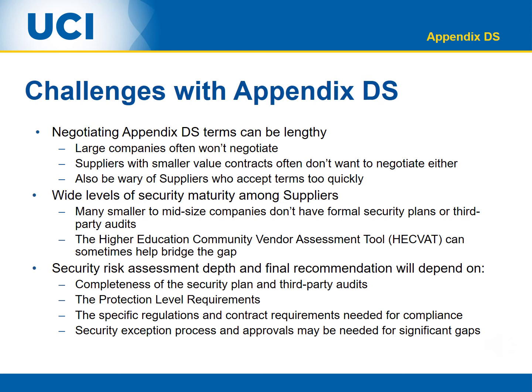When we do a risk assessment, as we mentioned earlier, the depth of that assessment really will depend on the protection levels and the laws and regulations that apply to the data, how complete a supplier security plan is, how their audit looks like, what the HECVAT looks like, and if there are any significant gaps, either in the security plan or with Appendix DS. We need to go through a security exception process to make sure the unit is really aware of these gaps and can accept risk or find another supplier that has better security terms.